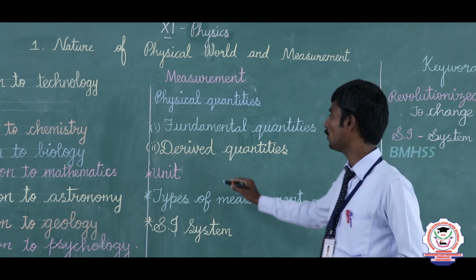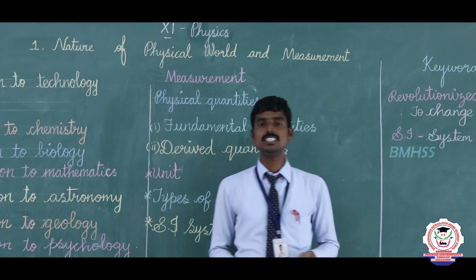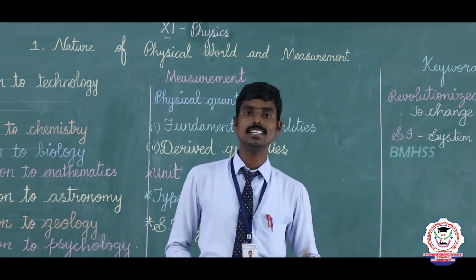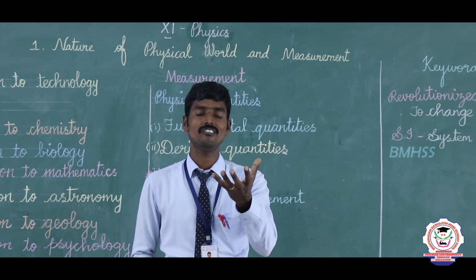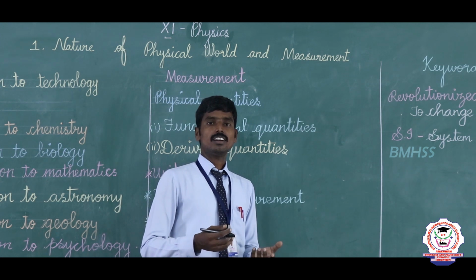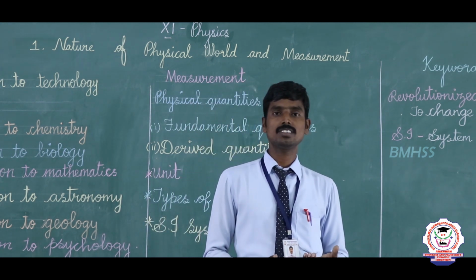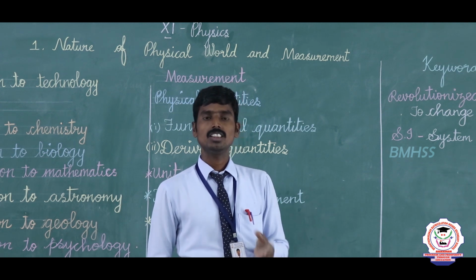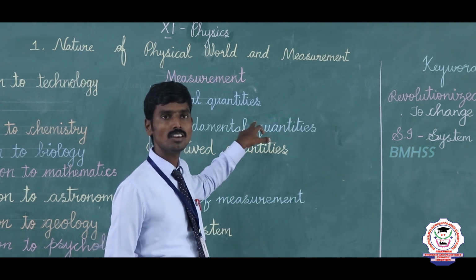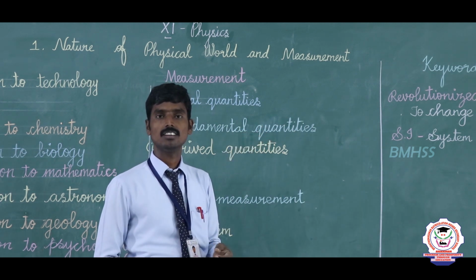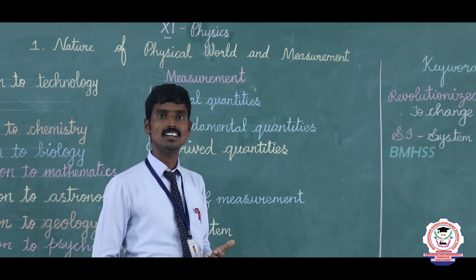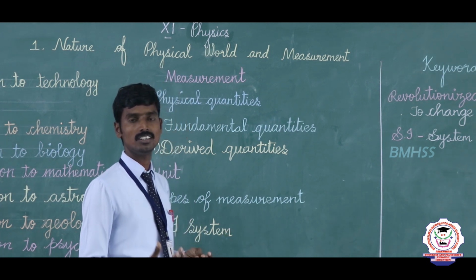The next one is units. My dear students, what is the meaning of units? The same concept. The comparison of any physical quantity with the standard value or standard reference is called units. The units are classified into two types, fundamental units and derived units. The quantity which can be measured by using fundamental units is called fundamental units. The quantity which can measure all other physical quantities is called derived units.